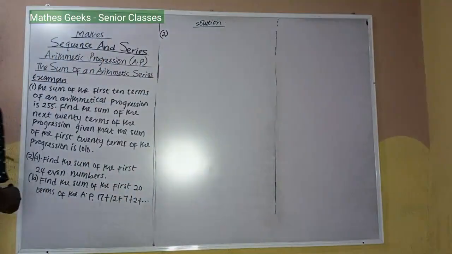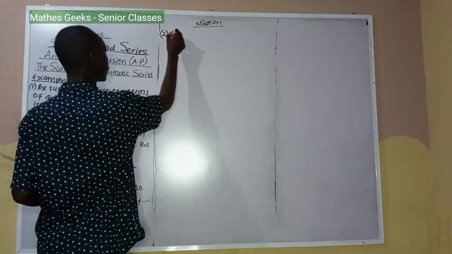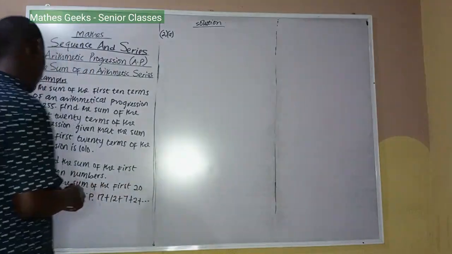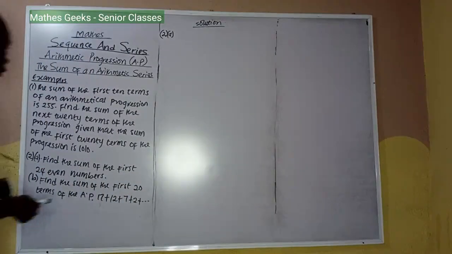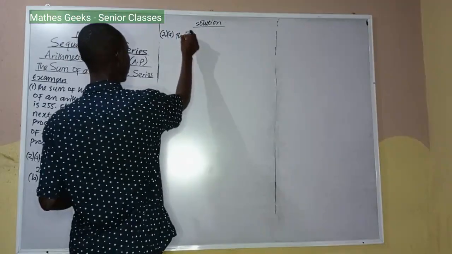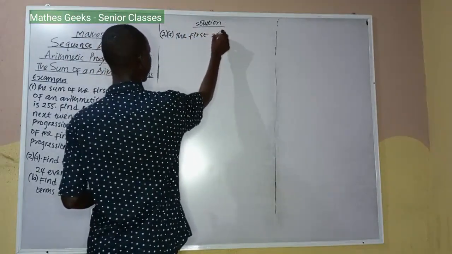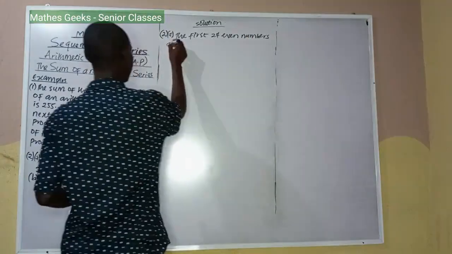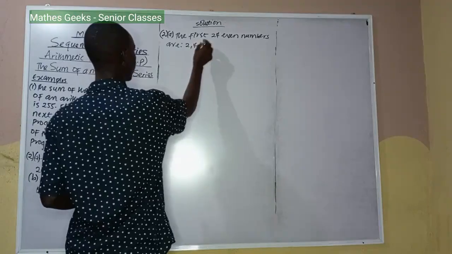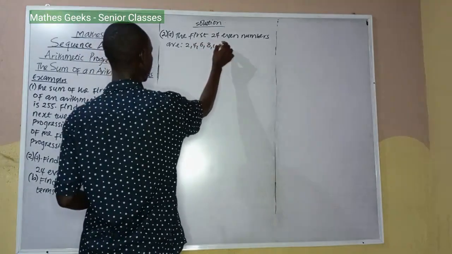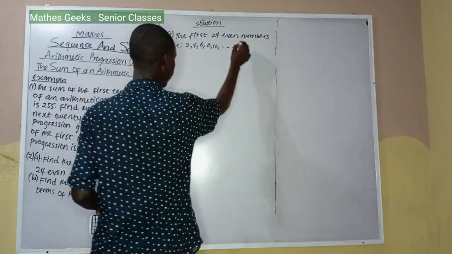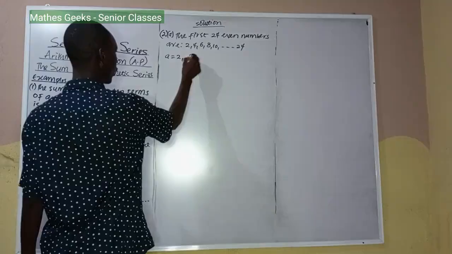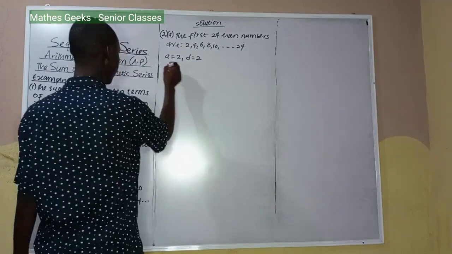Number 2, 2A. Find the sum of the first 24 even numbers. So the first 24 even numbers are 2, 4, 6, 8, 10, and so on up to 48. Alright, so the first term is 2. The common difference is 2. So using Sn is equal to n over 2 times (2a plus (n minus 1)d).